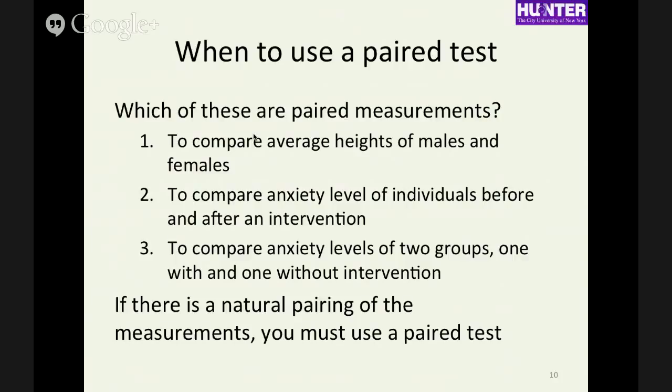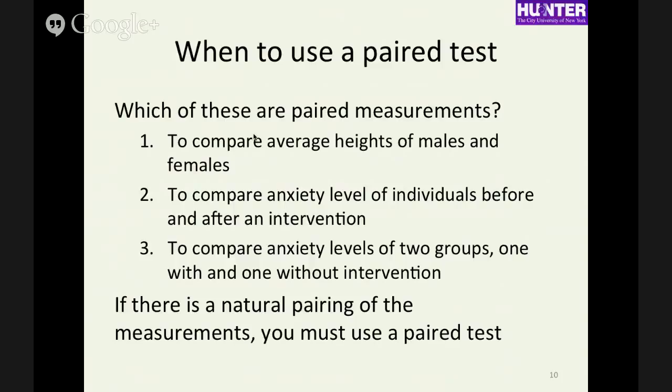To compare anxiety levels of individuals before and after an intervention. That's paired. Good. To compare anxiety levels in two groups, one with and one without an intervention. Yep, it's unpaired. They're different individuals. One group got the intervention, the other one didn't.